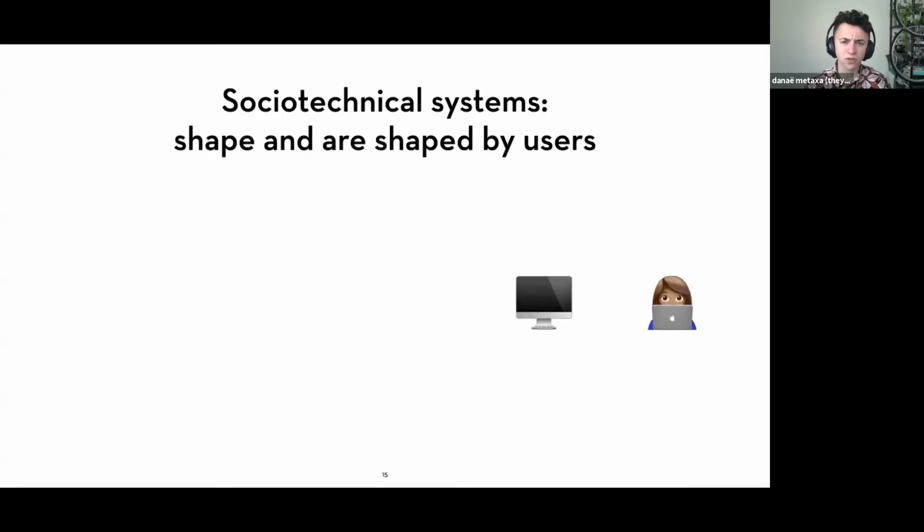So what are sociotechnical systems? Broadly, these are systems that shape and are shaped by users. So they interface directly with the user, and in turn, they're often shaped by user behaviors. So this includes search engines and social media sites.